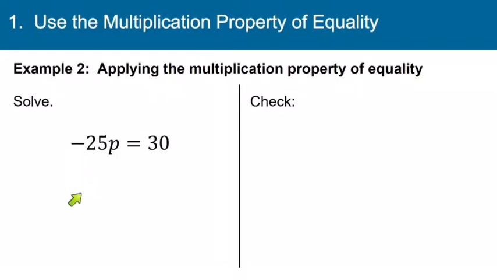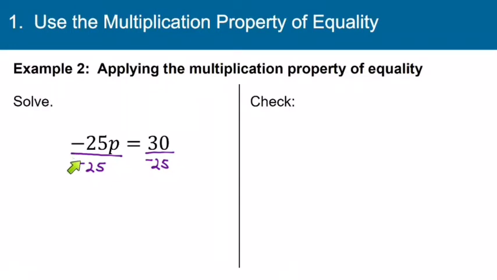So we'll actually end up with negative p. We don't want that. We want to end up with a coefficient that is positive 1. So whatever the coefficient is, you'll want to divide both sides by that coefficient. Here the coefficient is negative 25, so I'm going to divide the left side by negative 25, and also the right side divided by negative 25.